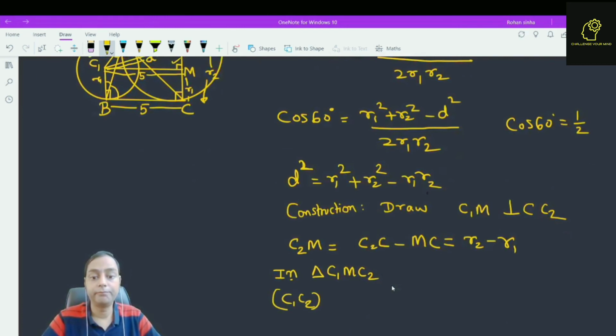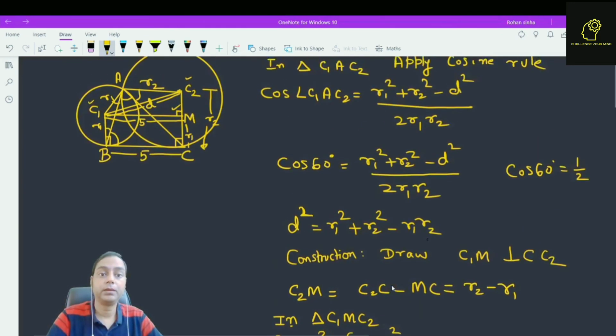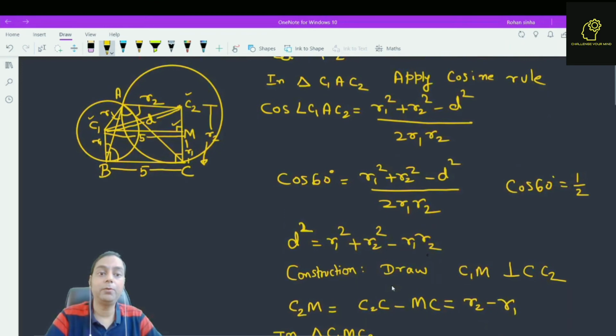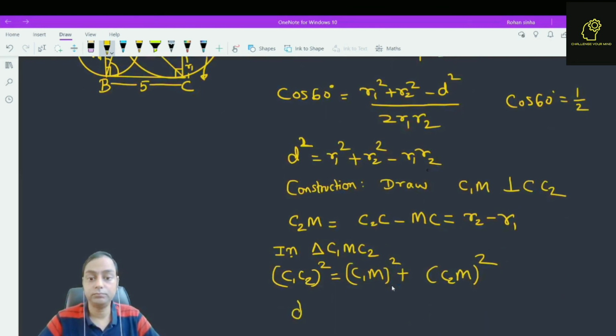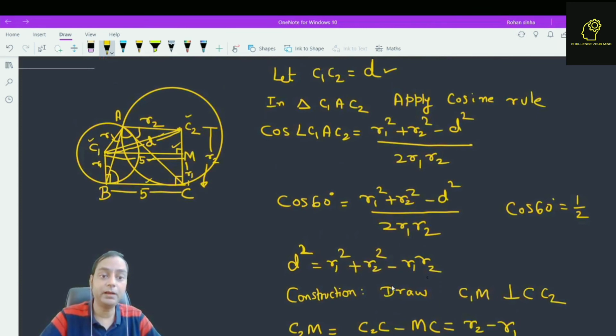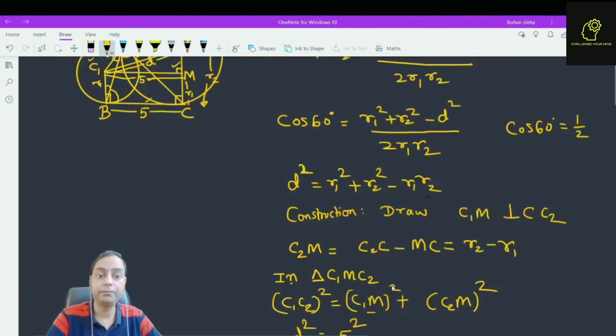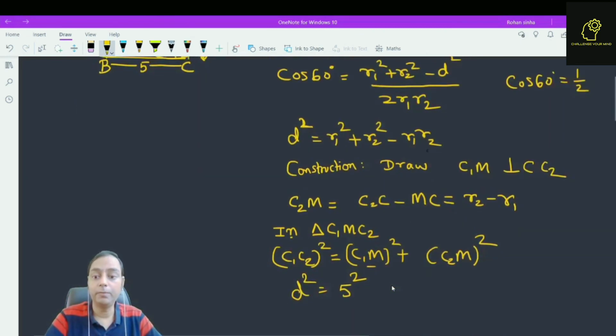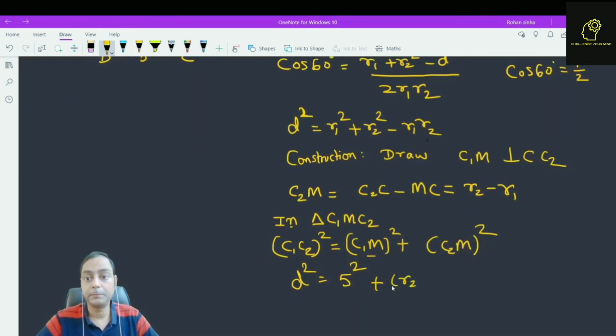We simply apply the Pythagoras theorem. C1C2 square is equal to C1M square plus C2M square. So D square is equal to C1M square, which is the same as BC square, because C1MCB is a rectangle. So it is 5 square. And what about C2M? C2M is equal to C2C minus MC, so this is R2 minus R1, squared. Let us suppose this is our equation number 1 and this is equation number 2.